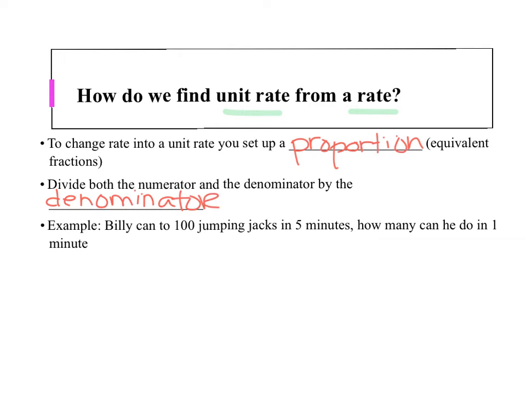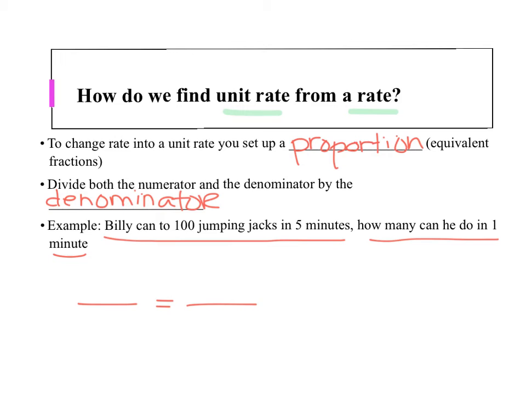Okay, so what does that mean? Let's look at the example below and talk about Billy again. So there's actually a typo here. It says Billy can, this should say do, 100 jumping jacks in 5 minutes. And we want to know how many he can do in 1 minute. Okay, so it says to change a rate to a unit rate, you set up a proportion. That was step 1. So we're going to set up a proportion, which is just equivalent fractions.